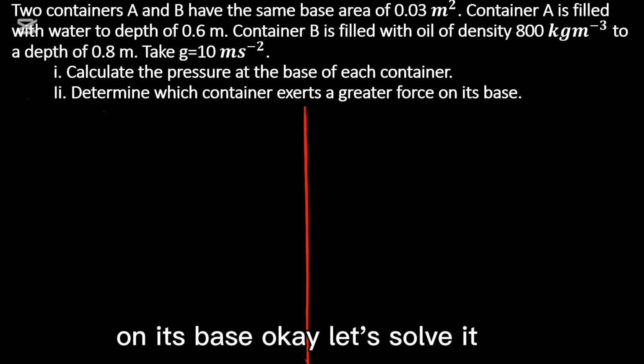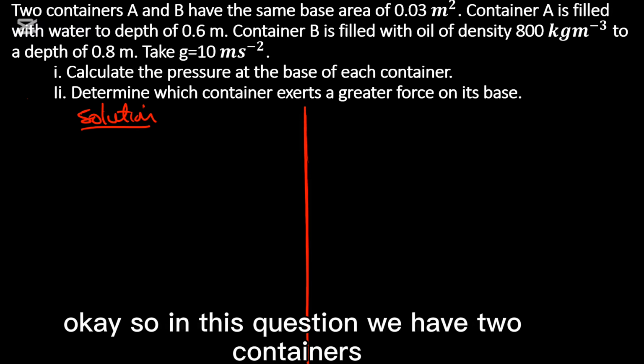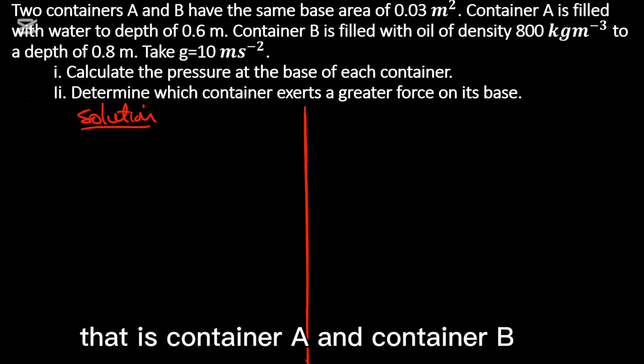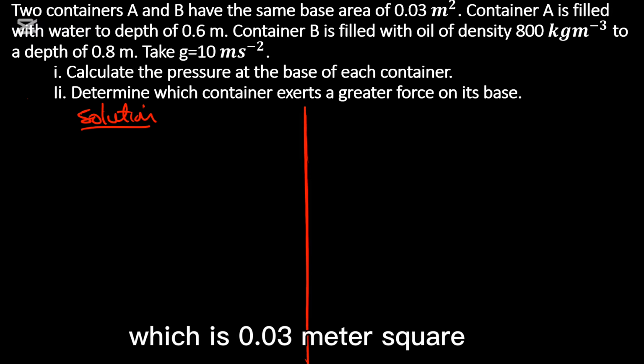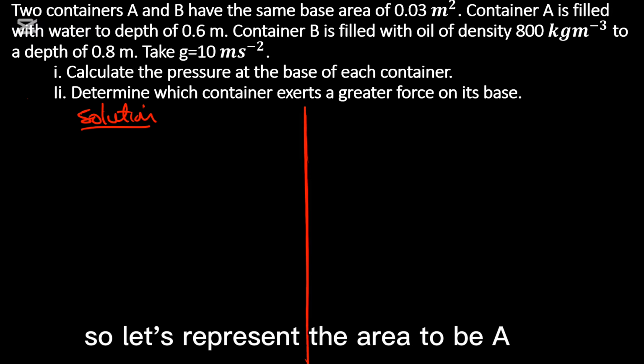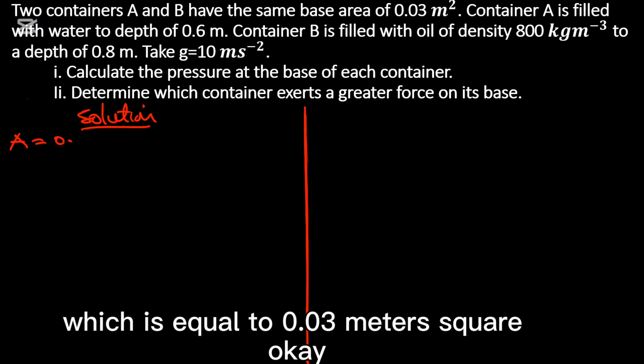Okay, let's solve it. So we have our solution. In this question, we have two containers, container A and container B, and these two containers have the same base area, which is 0.03 meters squared. So let's represent the area to be A, which is equal to 0.03 meters squared.